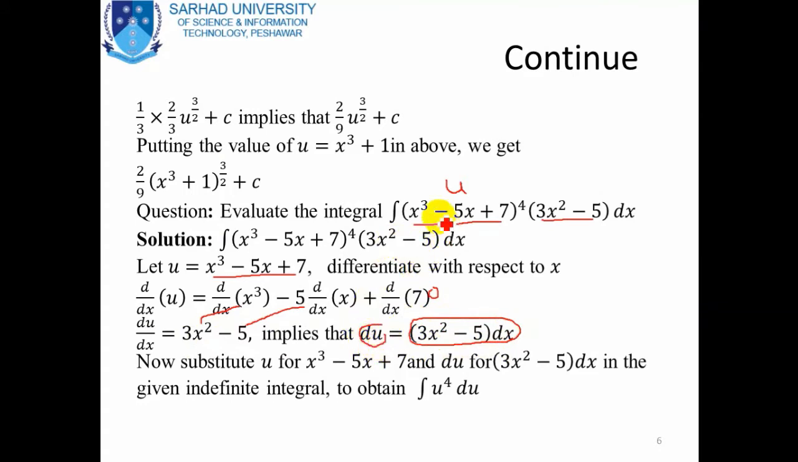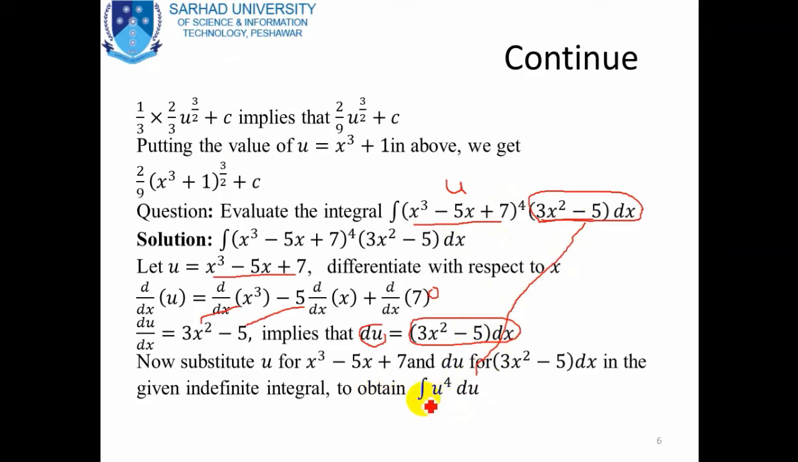So this is the main problem: which part to suppose as the u function. So suppose x cube minus 5x plus 7 is the u function, and after taking the derivative we obtain this part as a function of u, like you see over here. This dx will be converted to du. Now by putting in these substitutions, we obtain in the problem x cube minus 5x plus 7 is equal to u, and power 4 is as it is, and this term is equal to du.